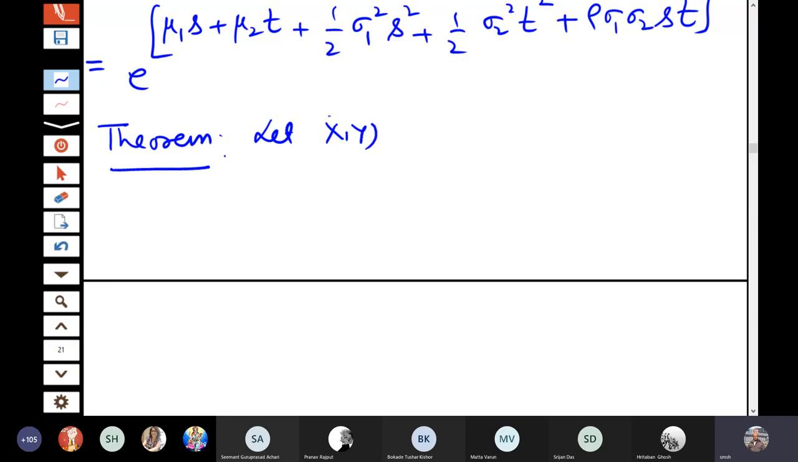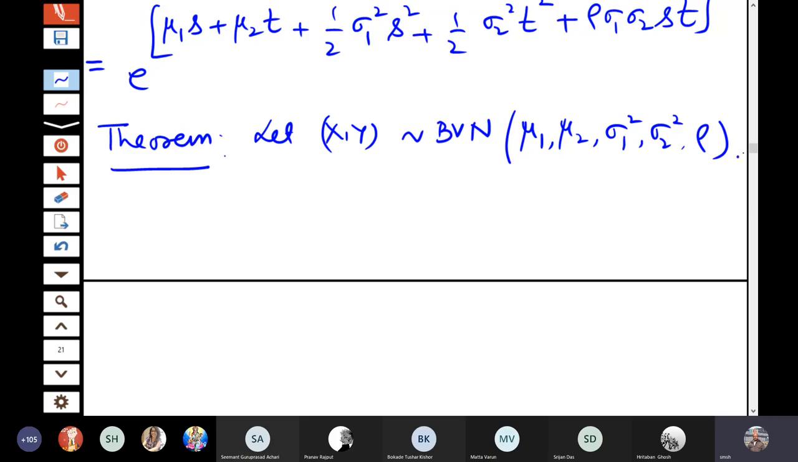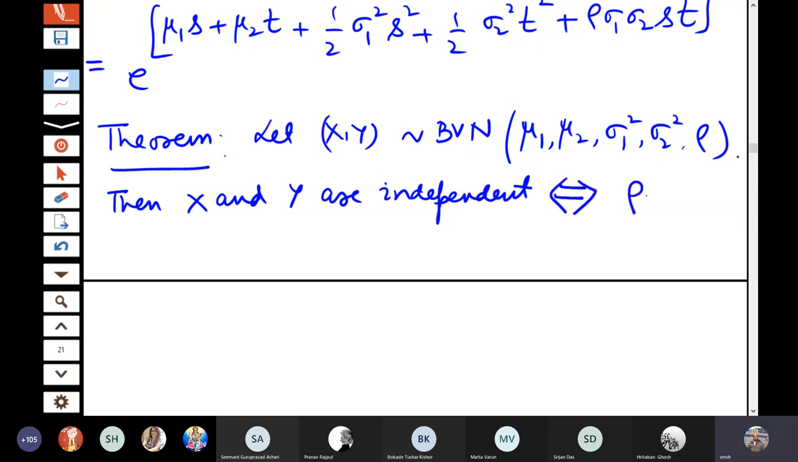Let x, y have a bivariate normal distribution. Then x and y are independent if and only if rho is equal to 0. So if rho is 0, then x and y will be independent, and if x and y are independent, rho is 0 in the case of a bivariate normal distribution.